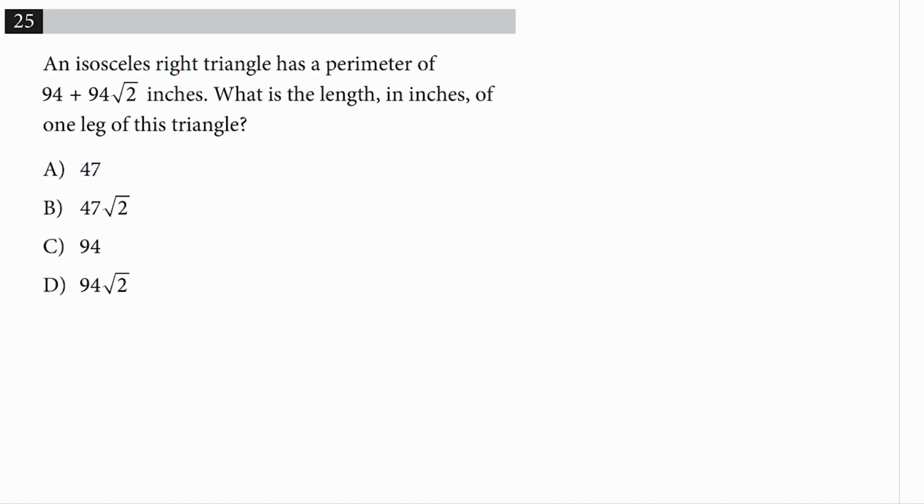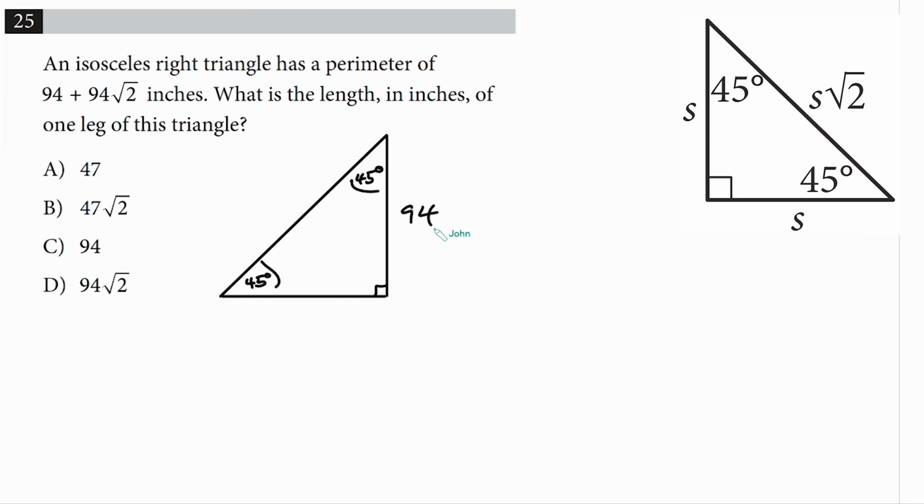An isosceles right triangle has a perimeter of 94 plus 94 root 2 inches. What is the length in inches of one leg of this triangle? My first guess was that the legs of this 45-45 triangle are 94 and the hypotenuse is 94 root 2, but that doesn't actually add up.